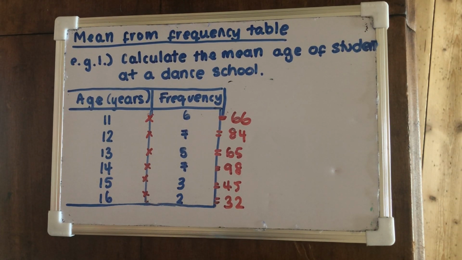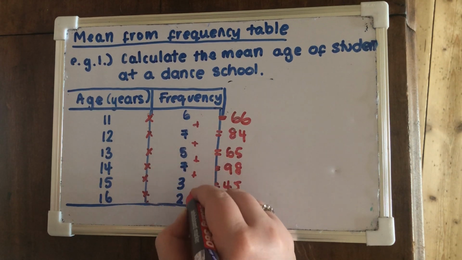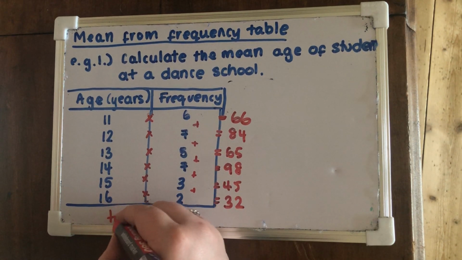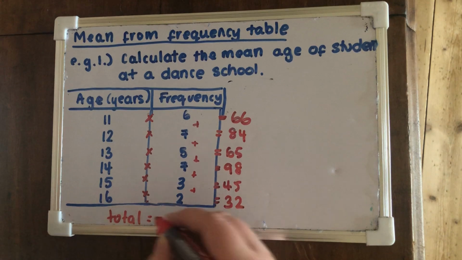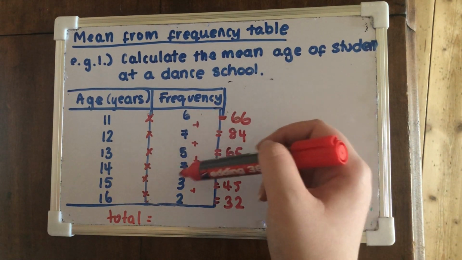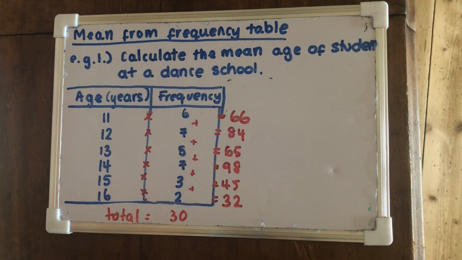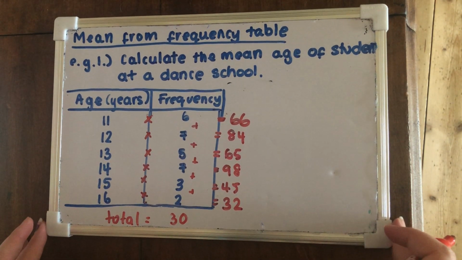Okay, the next bit is that we need to actually work out how many students there are in total. Okay, and to do that is we just add all the frequencies up. Okay, so the total, so you've got 13, 25, 30. Okay, so it's 30 students in total.